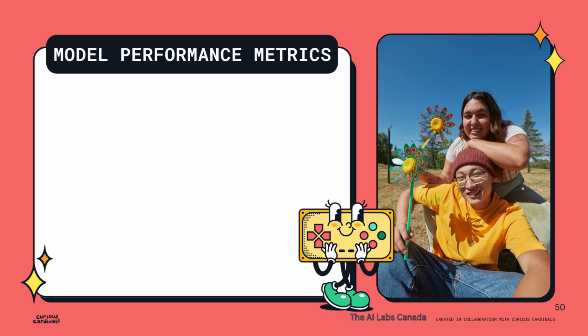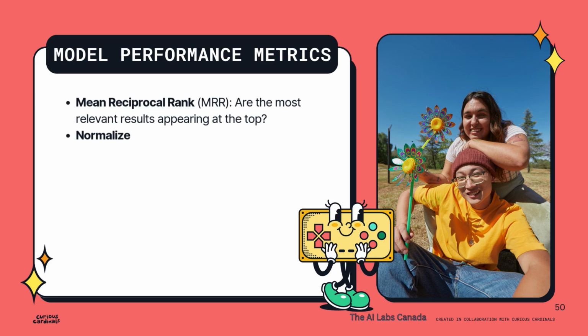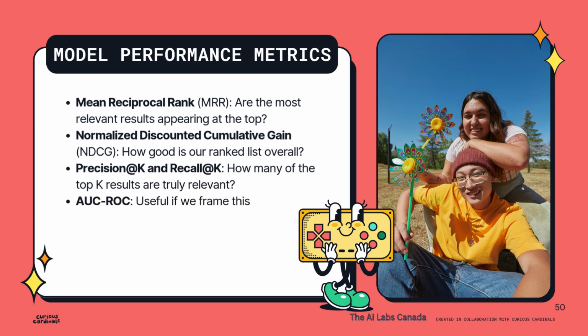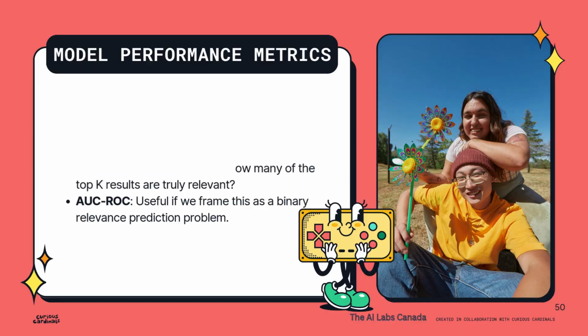From the ML perspective, I think we need to measure how well our model ranks the right results. Some common metrics I can think of are mean reciprocal rank. So are the results appearing relevant? Normalized discounted cumulative gain, so NDCG, how good is your ranked list overall? Precision at K, recall at K, how many of the top K results are truly relevant? Area under curve, ROC. So useful if we frame this as a binary relevance prediction problem.